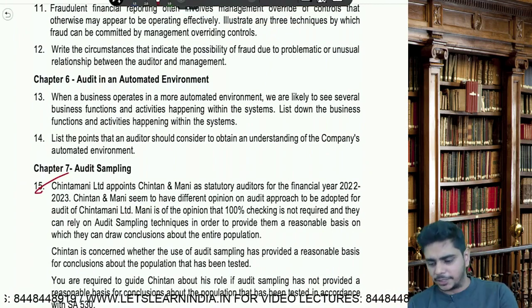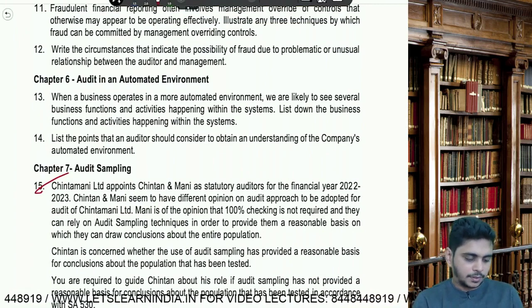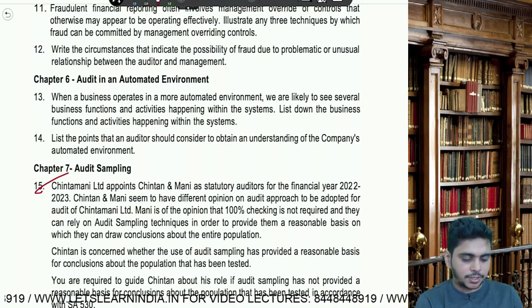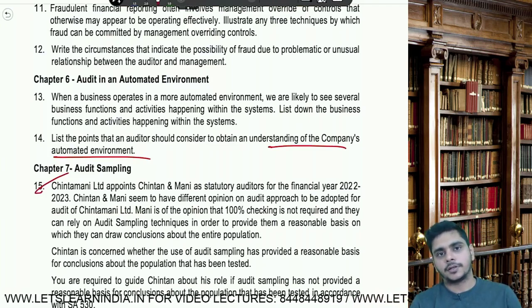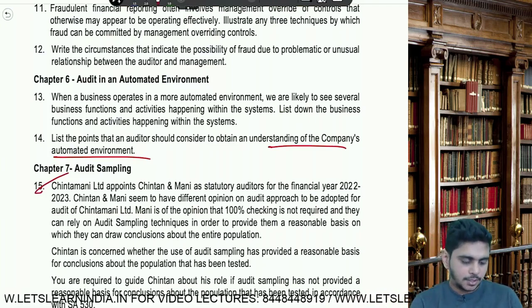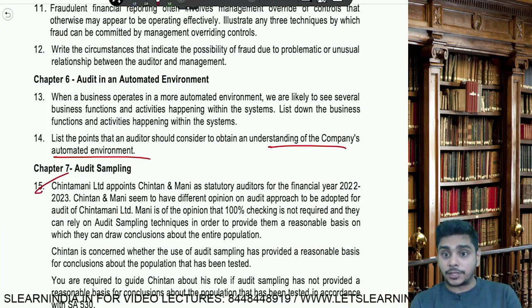Automated environment, a very repetitive and very important question. List the points that the auditor should consider to obtain an understanding of the company's automated environment.